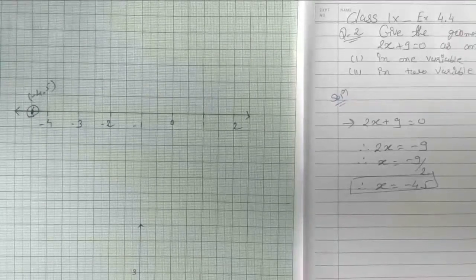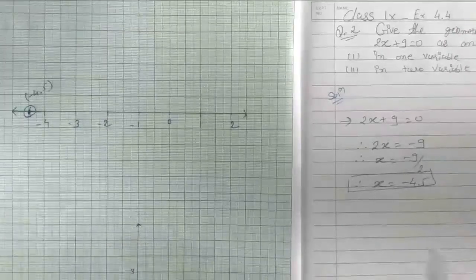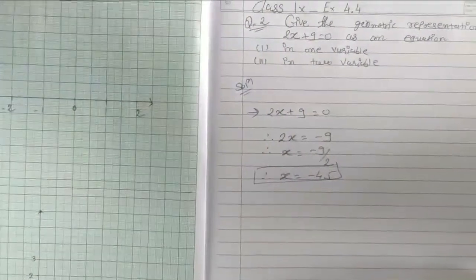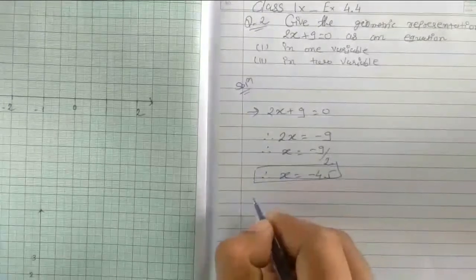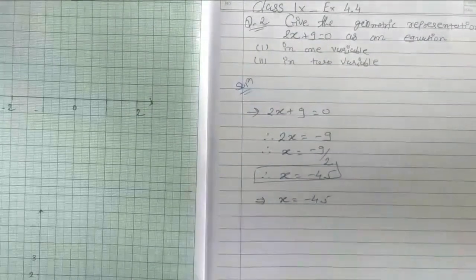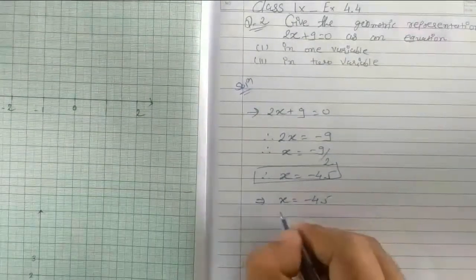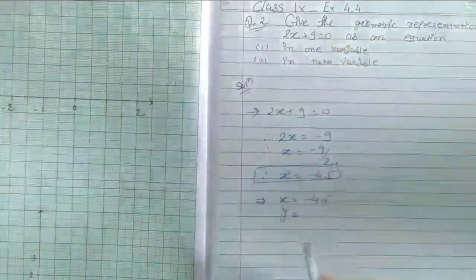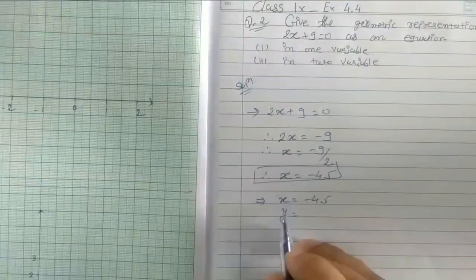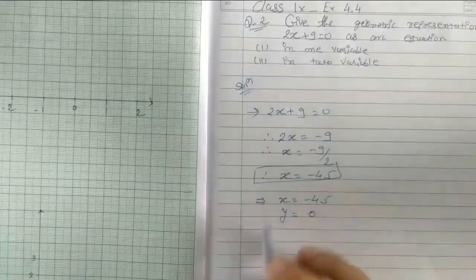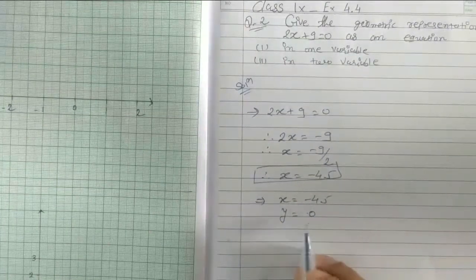Now the second thing is we need to express this equation in two variables. We already know that when x is equal to minus 4.5, what is the value of y at that time? In this equation 2x plus 9 equal to 0, we have no second variable y. That means y is equal to 0. So let us express when x is equal to minus 4.5, at that time y is equal to 0, in two variables.